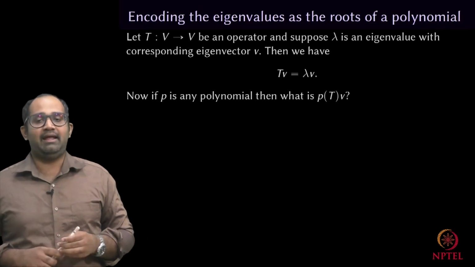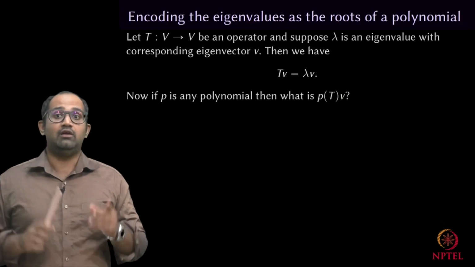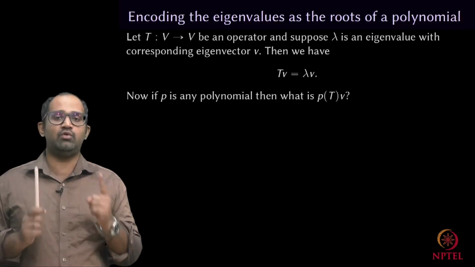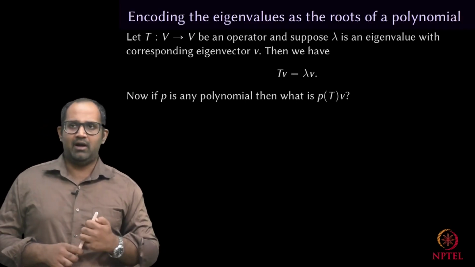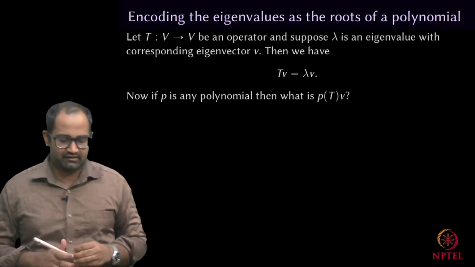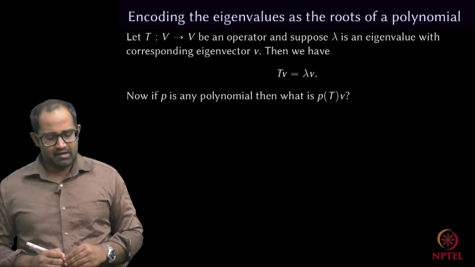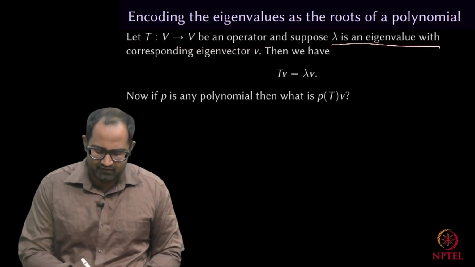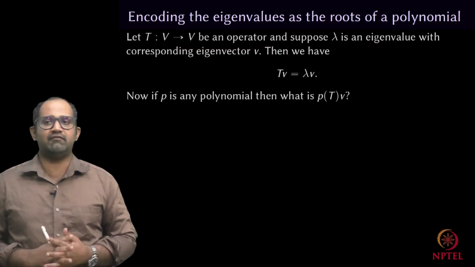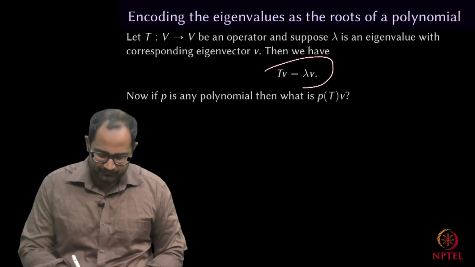Well, we can encode the eigenvalues as the roots of a polynomial, not the characteristic polynomial, which we do not have the technology to develop, but the roots of a different polynomial. How does that work? Well, let's set the stage. We have an operator, and suppose lambda is an eigenvalue with corresponding eigenvector v. Then by definition, Tv is lambda v.